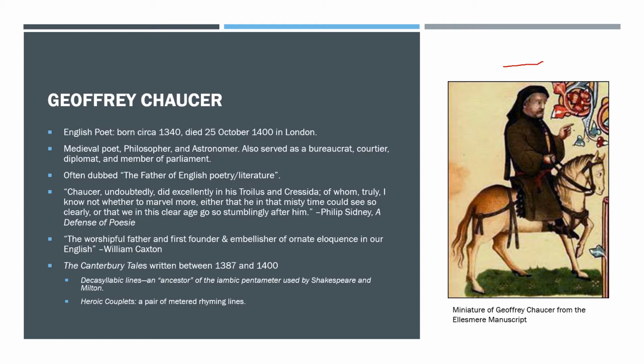And that's kind of a simplification, but anyway. So also I've written down here astronomer. He was very interested in astronomy, which you'll notice in the Miller's Tale. He wrote a piece called The Treatise of the Astrolabe, which is often considered one of the very first pieces of technical writing in English, technical writing being just an instruction on how to use something. Now, he also served as a bureaucrat, a courtier, a diplomat, and a member of parliament.